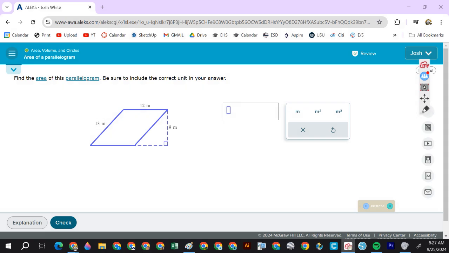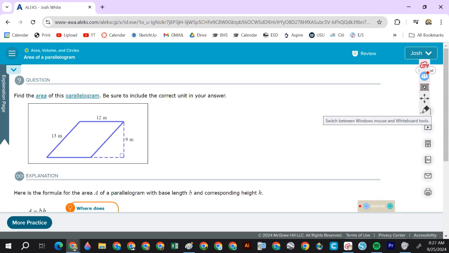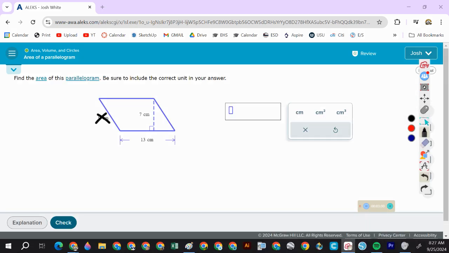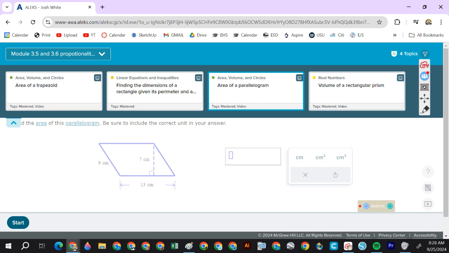Okay, let's do another one of those. So this value is not needed. The base is 13 and the height is 7. So that's 70 and 21. So 91 centimeters squared. Why is it centimeters squared? Because it is centimeters times centimeters, and what we're really doing is counting up all of the 1 by 1 centimeter squares. All right.